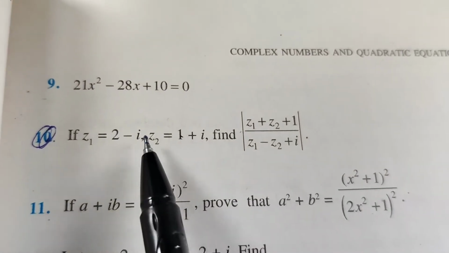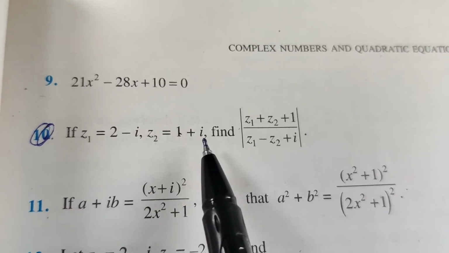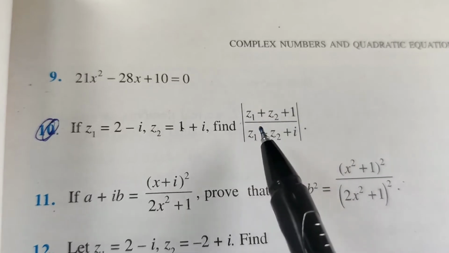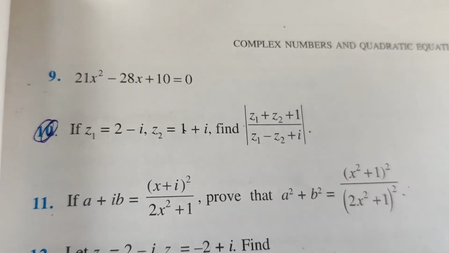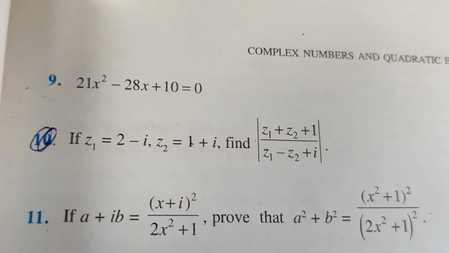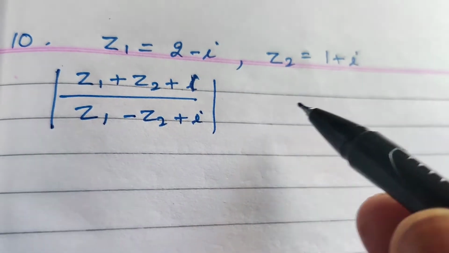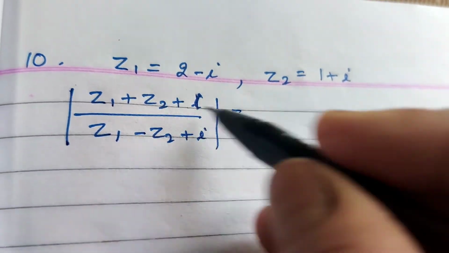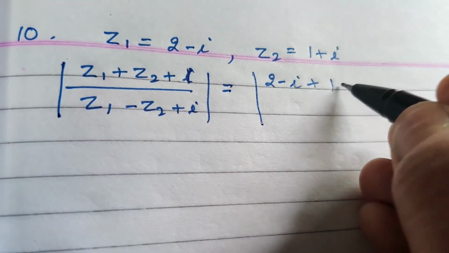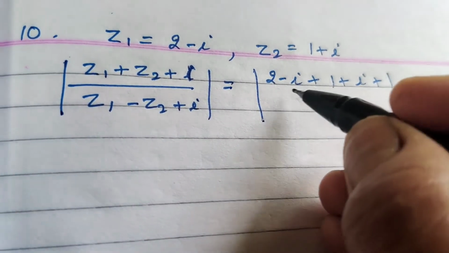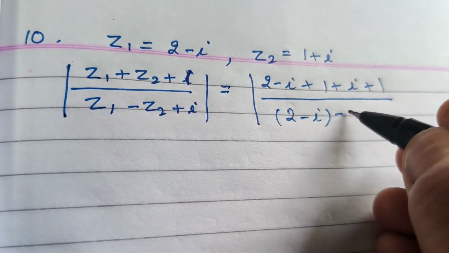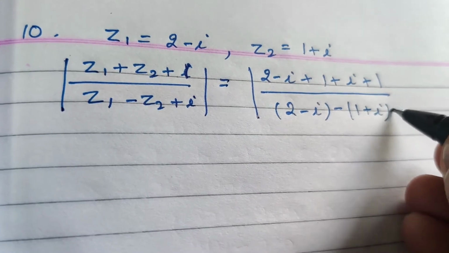Question number 10. If z1 equal to 2 minus i, z2 equal to 1 plus i, then find the value of modulus of z1 plus z2 plus 1 upon z1 minus z2 plus i. Okay, the magnitude of this complex number. z1 is 2 minus i and z2 is 1 plus i. Just put the values in this: 2 minus i plus 1 plus i plus 1, divided by 2 minus i minus 1 plus i plus i.